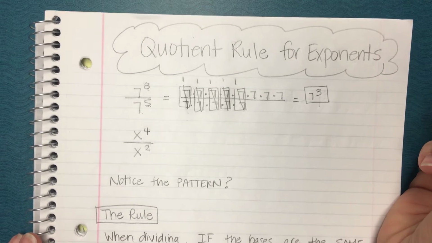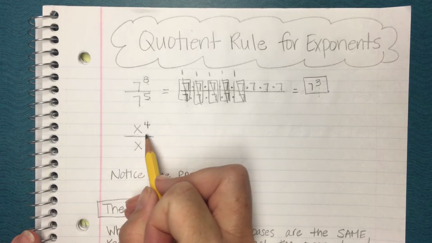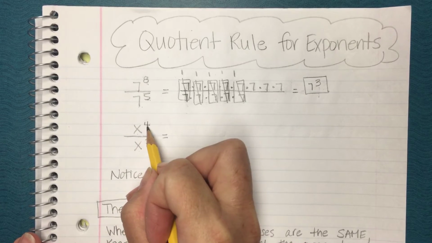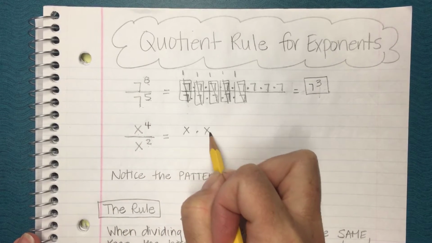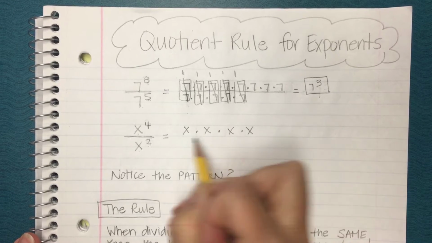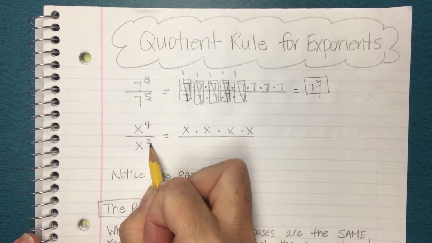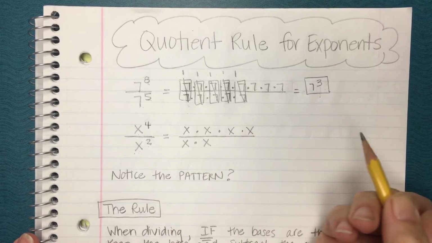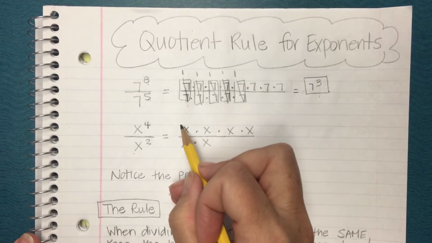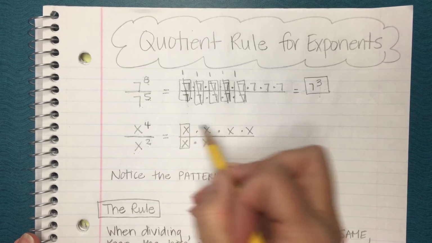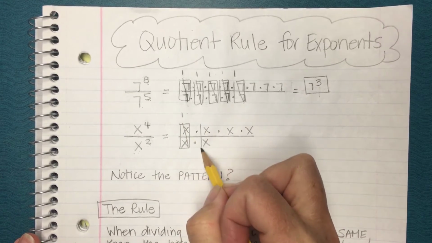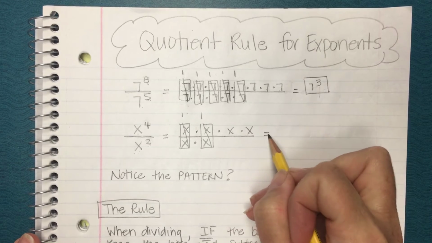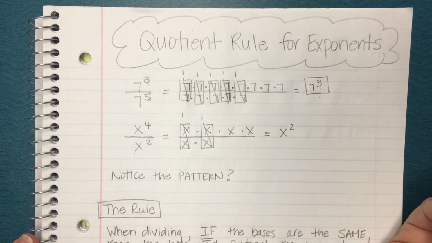Now let's go ahead and try that with a variable. I have x to the 4th divided by x to the 2nd. I could expand that and write it as x times itself 4 times. X times x times x times x divided by x to the 2nd power. That means I'm going to multiply x by itself 2 times. X times x. Now, same thing with fractions and using numbers. If I have a variable over its same self, it becomes a 1. And then these become 1. And I'm left with 2 x's. So I would rewrite that as x to the 2nd power.